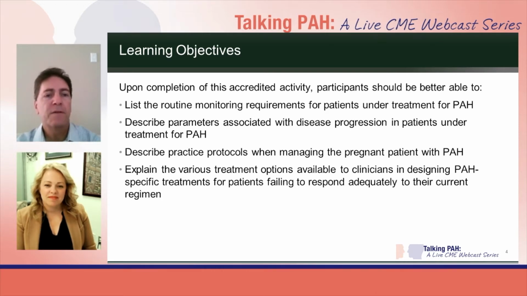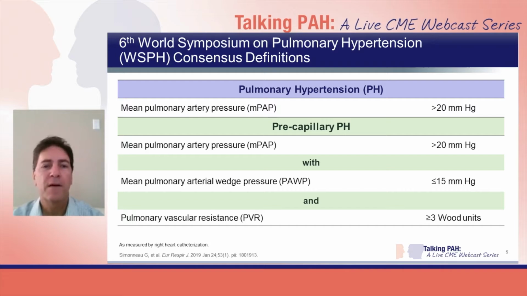Today's learning objectives are to list the routine monitoring requirements for patients under treatment for PAH, to describe parameters associated with disease progression in patients under treatment, describe practice protocols when managing the pregnant patient with PAH, and finally to explain the various treatment options available to clinicians in designing PAH-specific treatments for patients failing to respond adequately to their current regimen. Again, these cases are for advanced discussions in pulmonary arterial hypertension management, but in order to get everybody on the same page, just a brief summary of what pulmonary hypertension and PAH are.